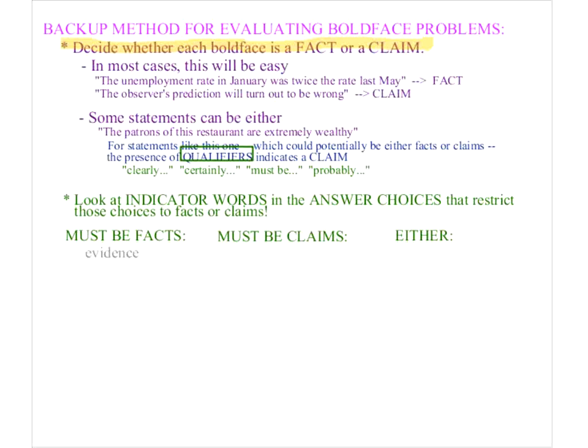I'm going to toss out some words in the text box. Give me an F if it has to be a fact, a C if it has to be a claim, or an E if it could be either one. Okay, I'll toss out some words for you. Circumstance. What do you guys think? Would a circumstance have to be a fact, a claim, or either?